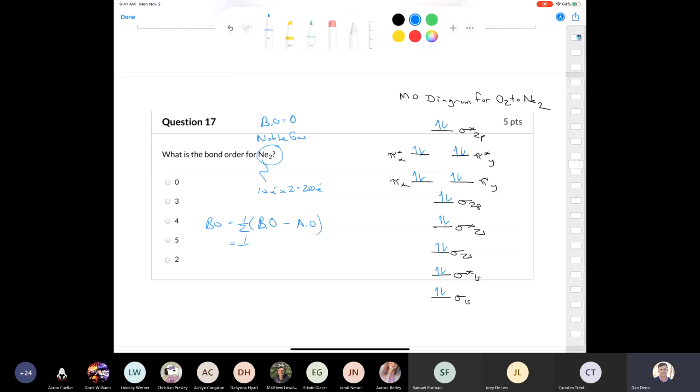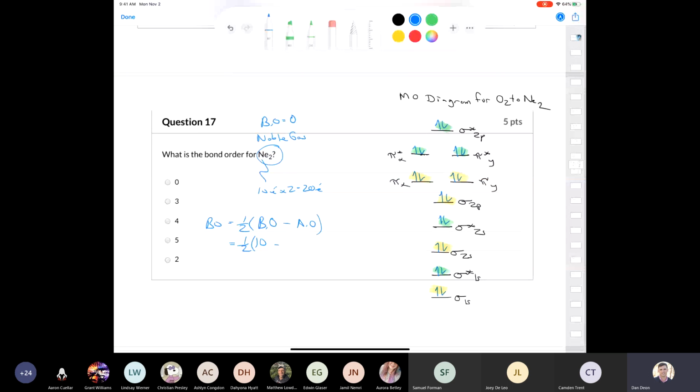So I've got 1/2 times. Let's count up all the electrons in bonding molecular orbitals. 1, 2, 3, 4, 5, 6, 7, 8, 9, 10. So I've got 10 in anti-bonding. Let's count those up. 1, 2, 3, 4, 5, 6, 7, 8, 9, 10.